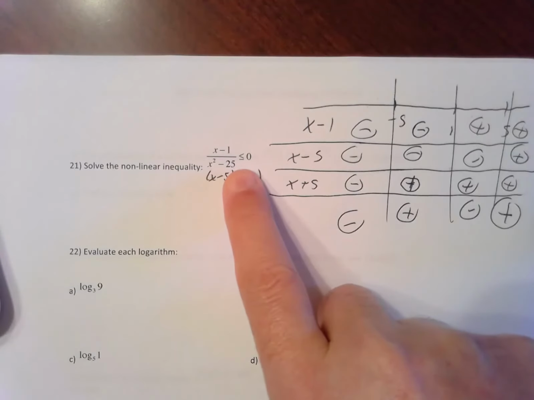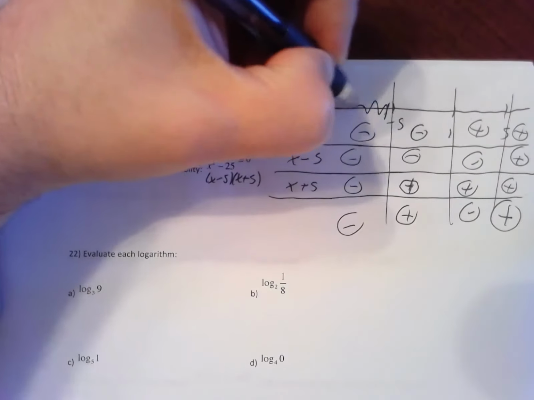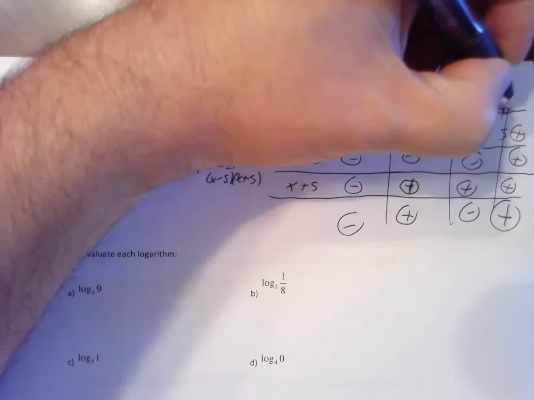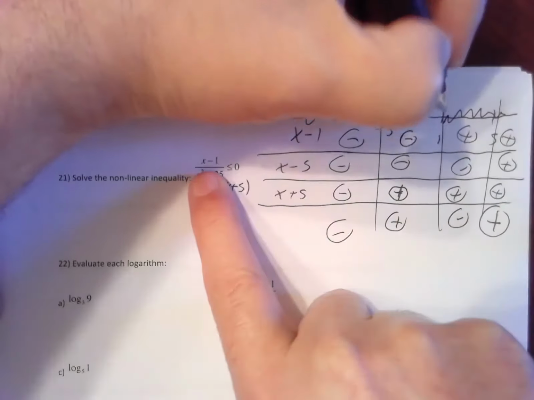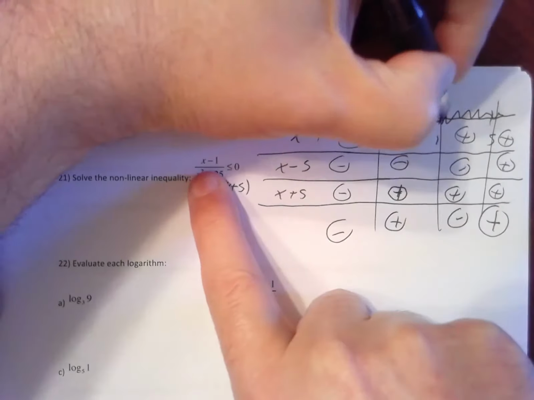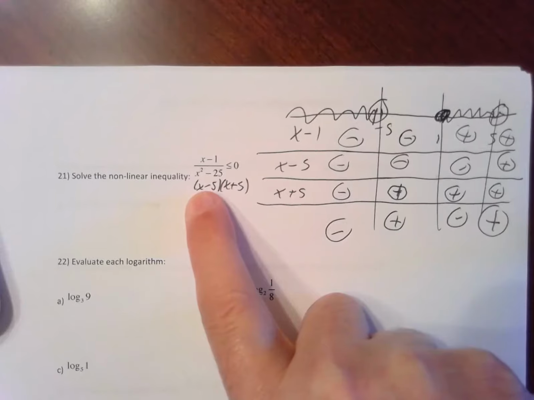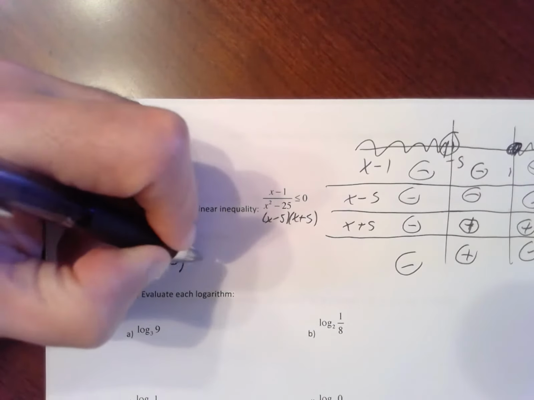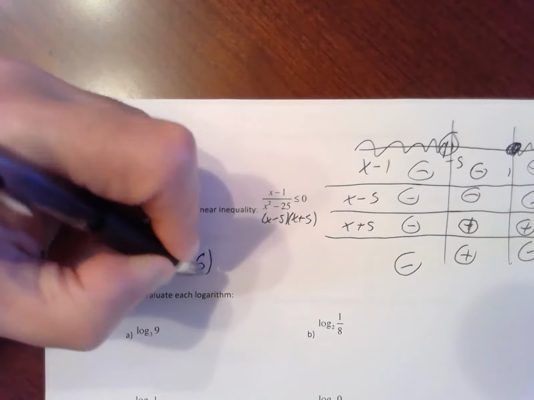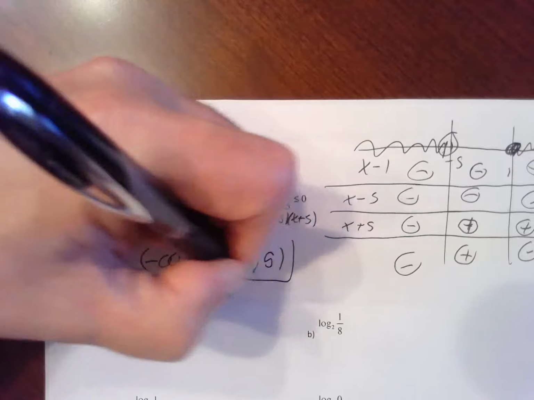What do I want? I want negative. So I want these two sections. What about endpoints? The 1 is good. I can use 1. Both of the 5s are in the bottom, though. They are open circles. So that would be negative infinity to negative 5, parentheses, union, 1 to 5.